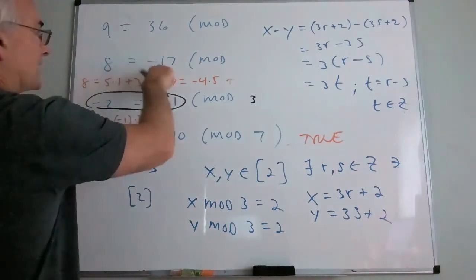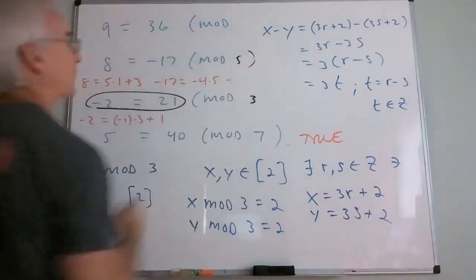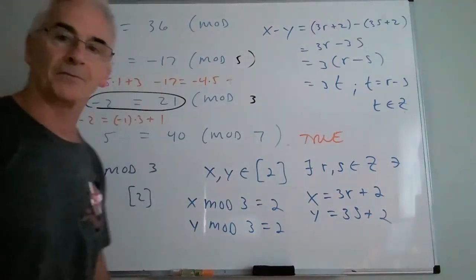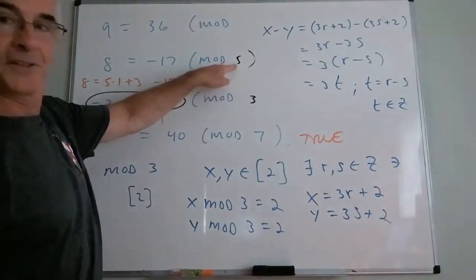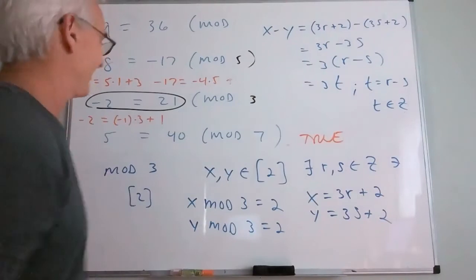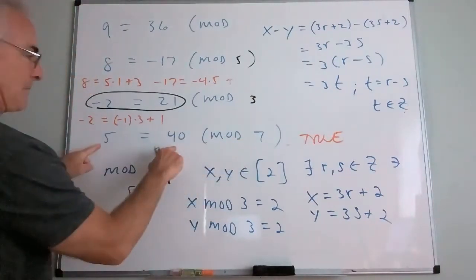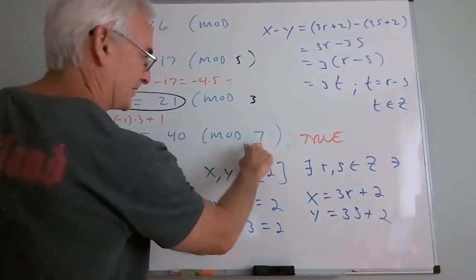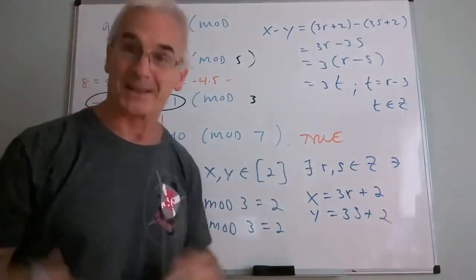8 minus -17. This was mod 5, by the way. I remember that. 8 minus -17 is 25. Is 25 a multiple of 5? Yes, it is. And you said this answer was true. 40 minus 5 is 35. Is 35 a multiple of 7? Yes, it is. And you said this answer was true. That's the shortcut.